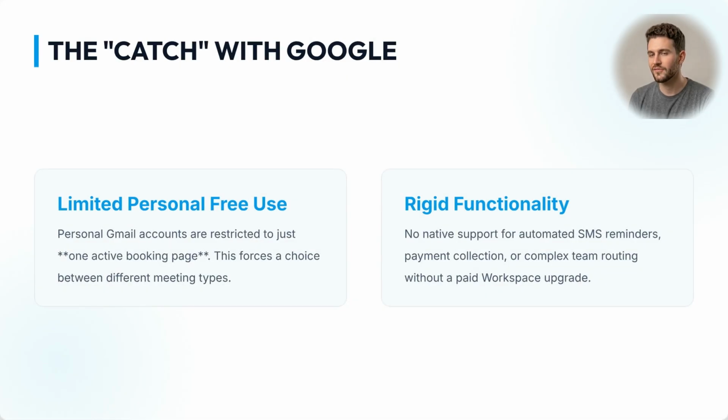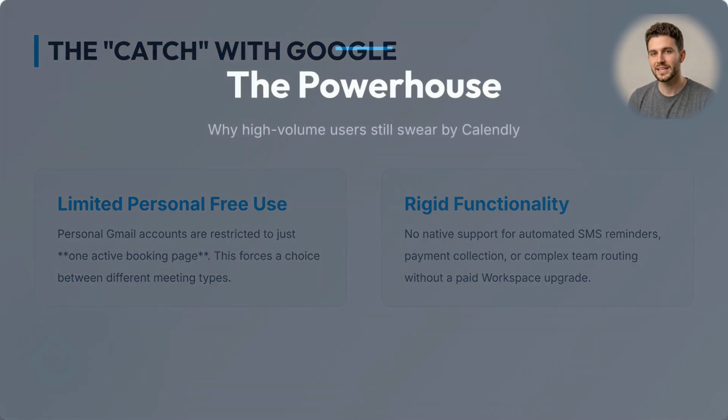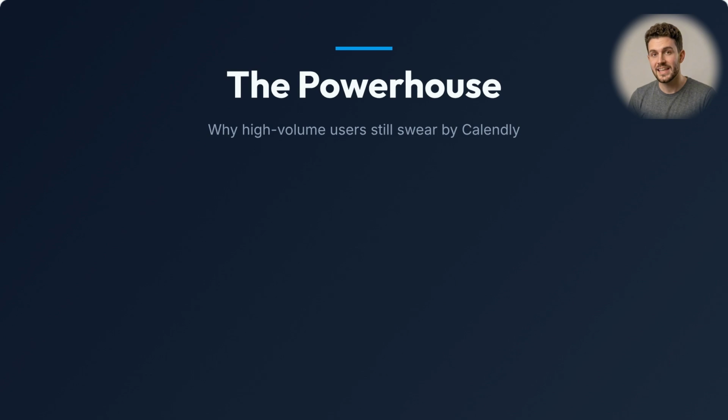If you are using a free personal Google account, you are limited to just one booking page. It is a bit rigid. For example, you cannot offer a 15-minute intro call and a 60-minute deep dive on the same free account without upgrading to a paid Google Workspace plan. That is where Calendly steps in.